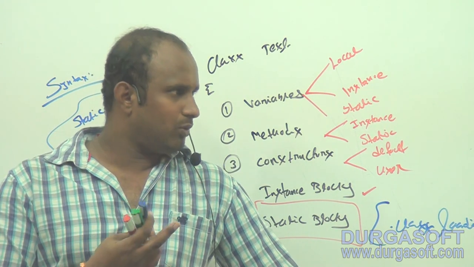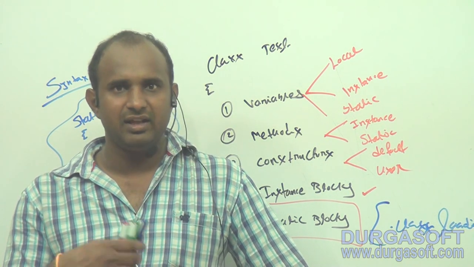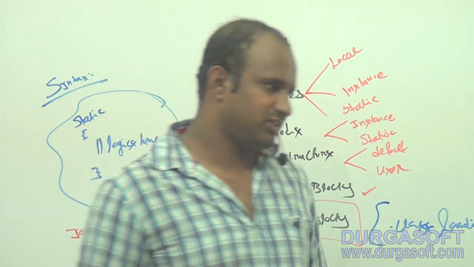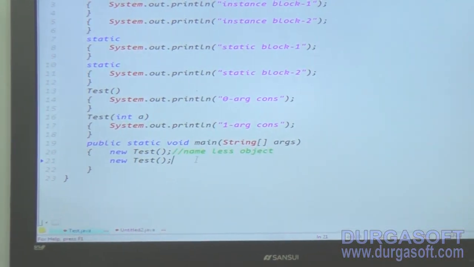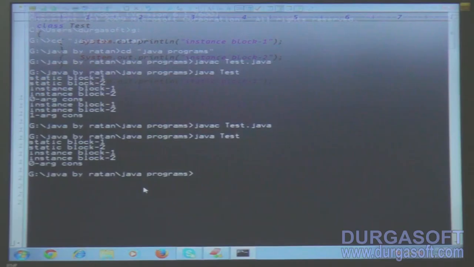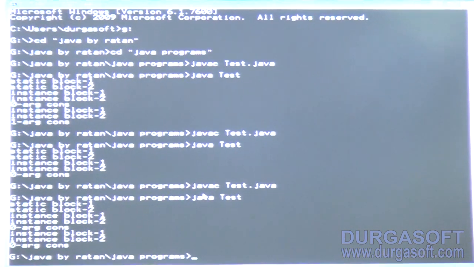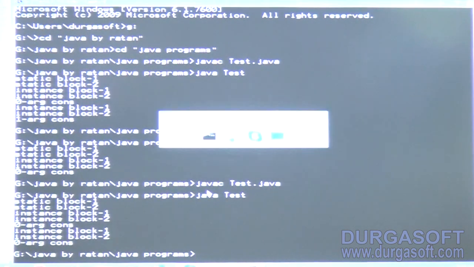In this example, I will do some modifications, I will compare and execute. Please check how I'm doing the modifications. So check this example here. Here I'm creating two objects. So do the comparison, do the execution. Static block one, static block two. Block one, block two, zero-arg constructor. Block one, block two, zero-arg constructor.